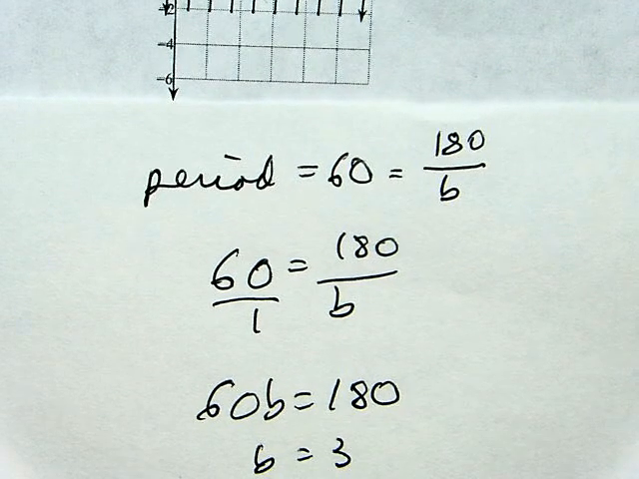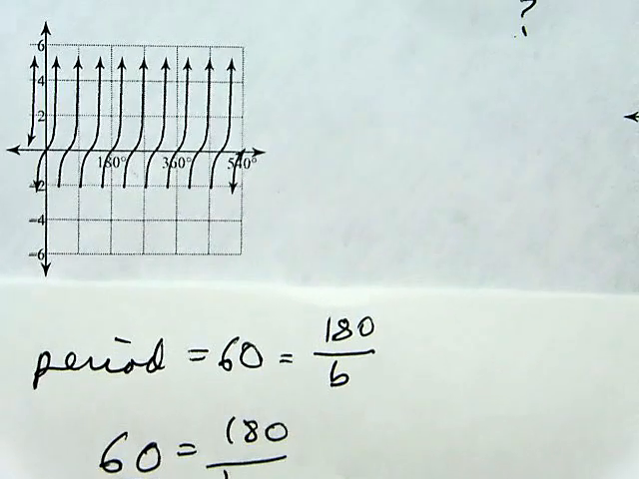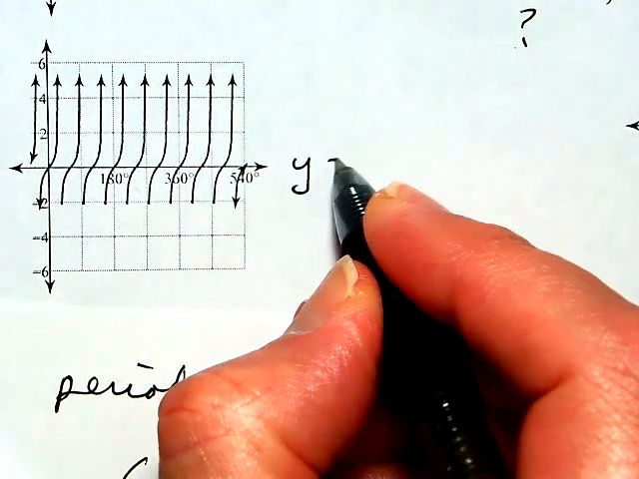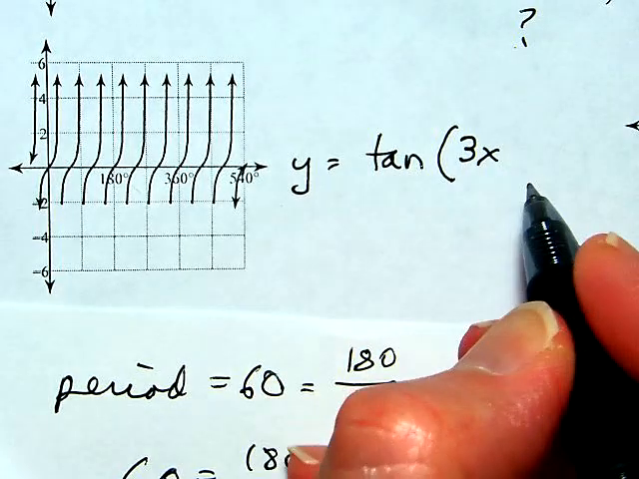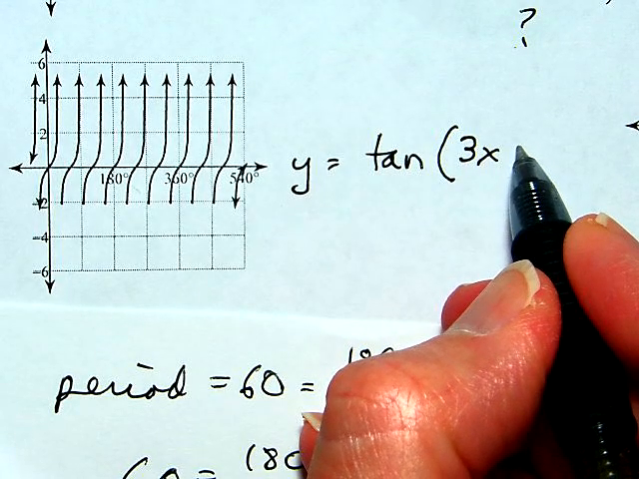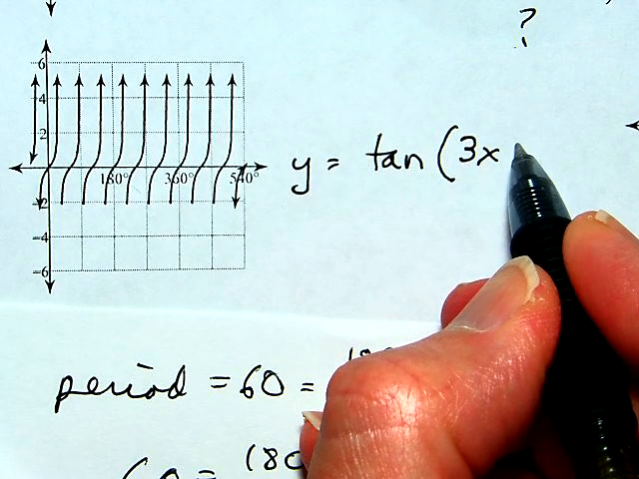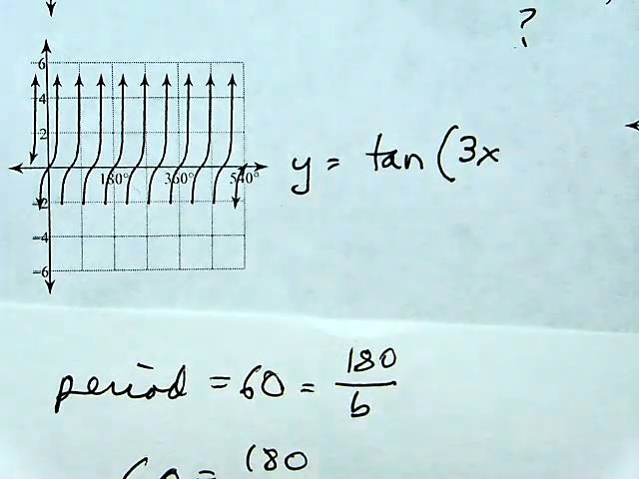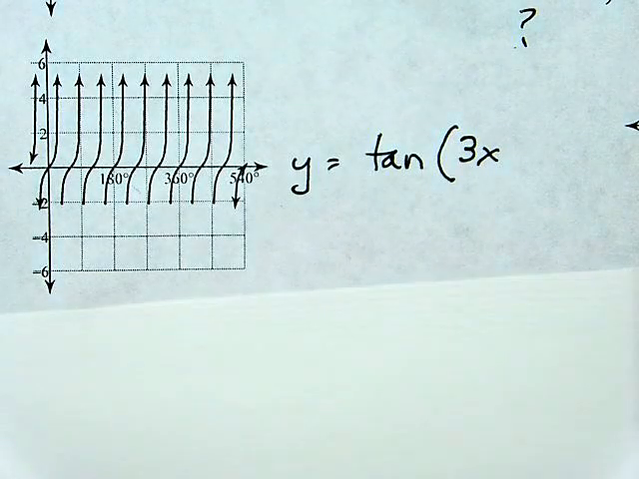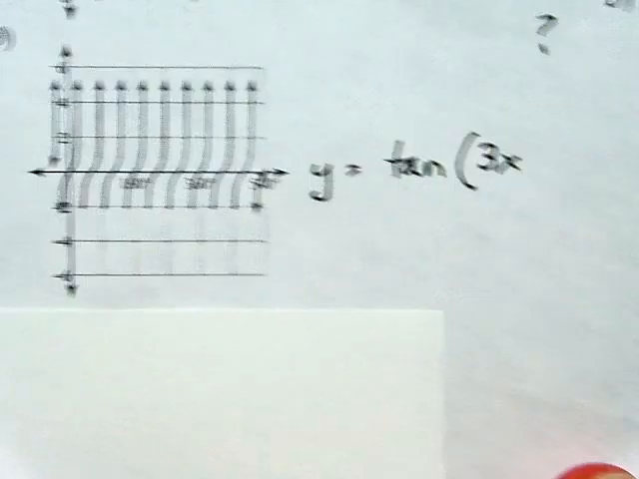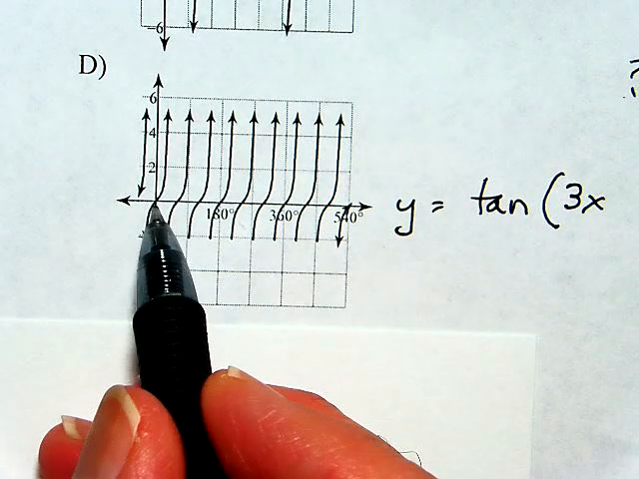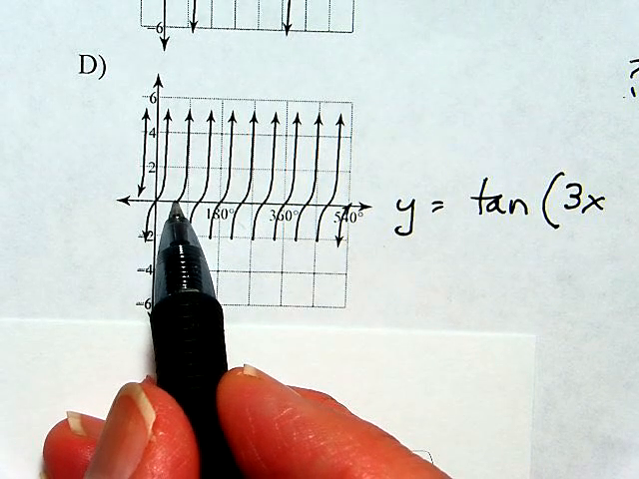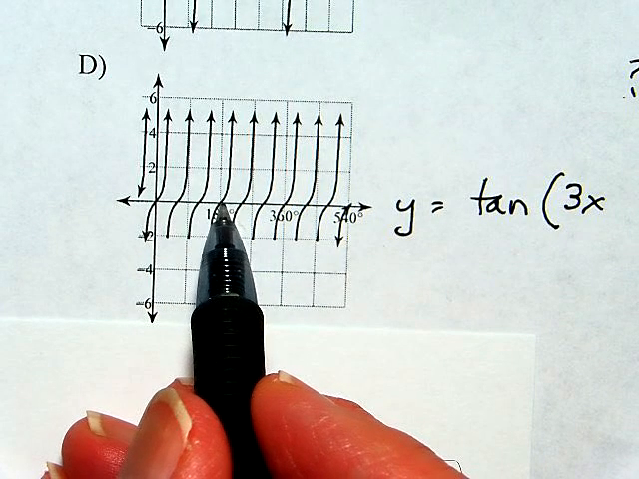Okay, so far we've got part of our formula. We've got y equals tangent of 3x, b is 3, plus a constant c. Well, that constant is going to relate to the x-intercept. Let's take a look at where the x-intercepts are in this graph. Well, the x-intercepts are at 0, 60, 120, 180.